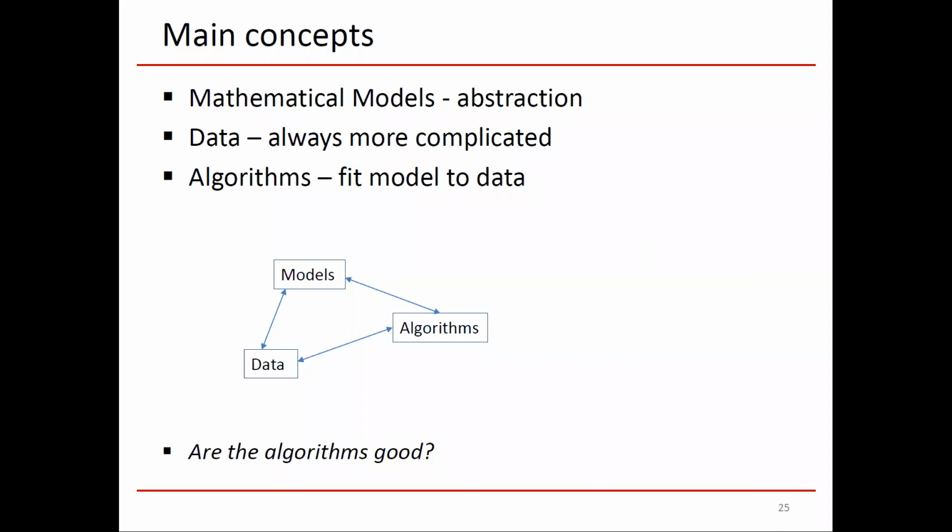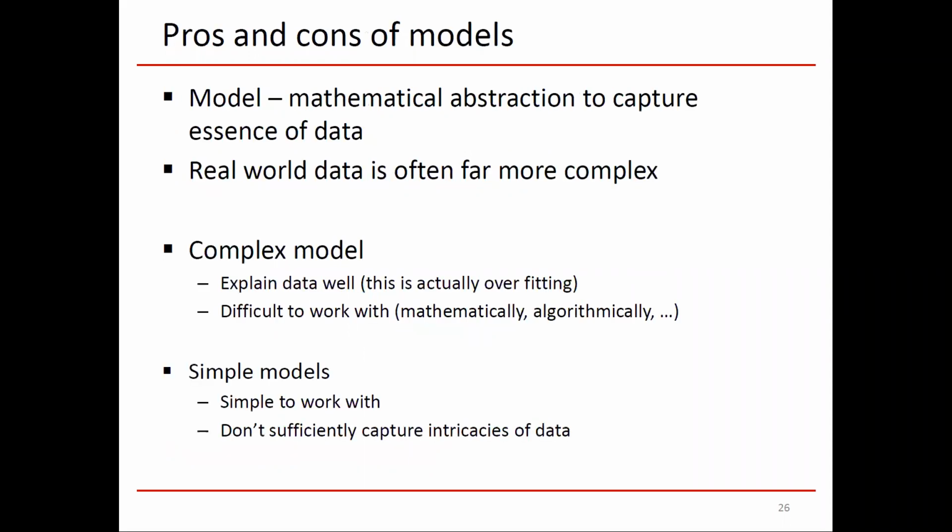And of course, you can imagine that the main theme is going to be that complicated models perform well with the data, they give good performance, they model it well, but they're complicated to work with. And simple models are the opposite. They don't fit the data well, but they're simple to work with, and we need some common ground, some middle ground, a trade-off. So the question here is, are the algorithms good? How can we evaluate that?